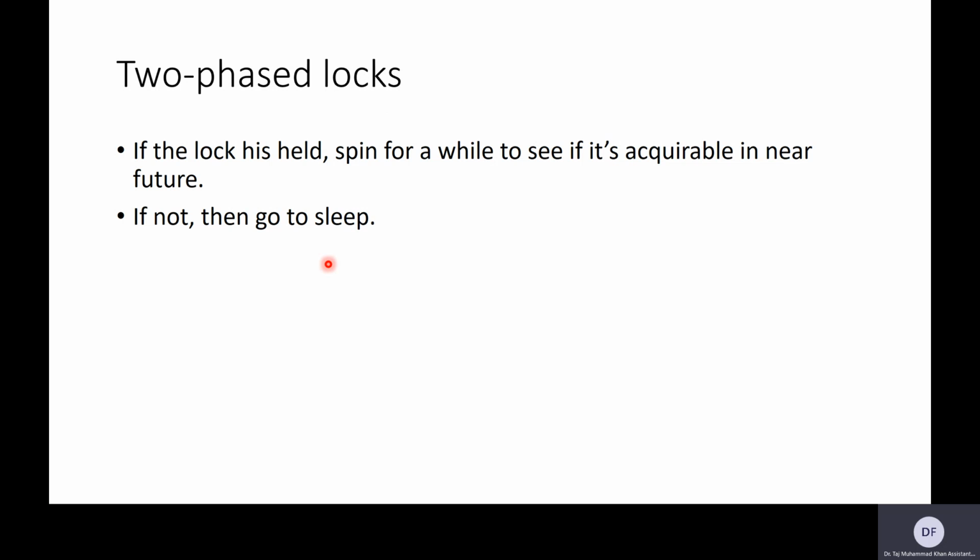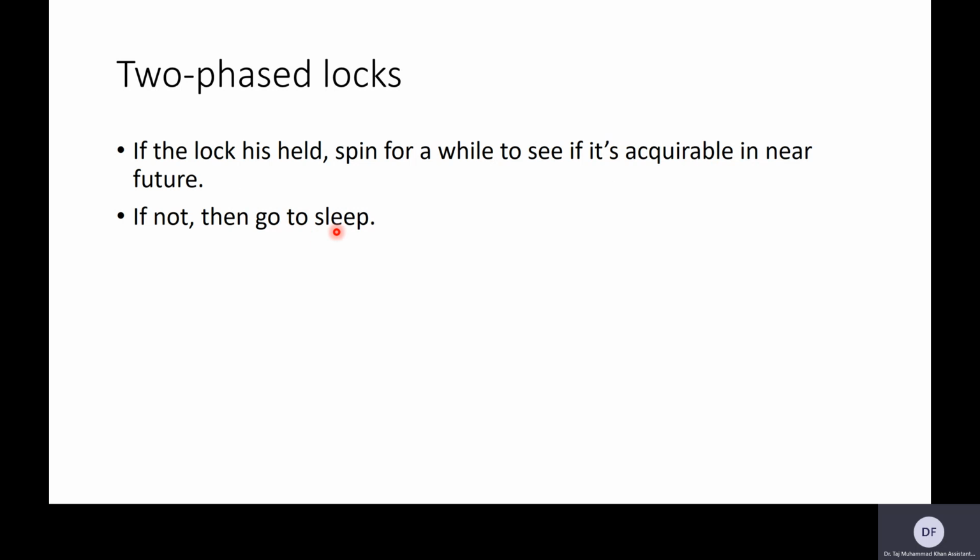Then there is another small section on two-phase locks. In two-phase locks, if a thread tries to acquire a lock and it sees that the lock is busy, instead of going to sleep immediately, it tries to spin for a while to see if that lock is released in the near future. If it sees that after spinning for a while the lock is not being released, it assumes that, okay, the lock is busy for a long time, so then it goes to sleep.